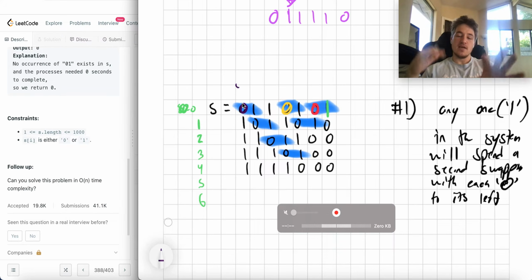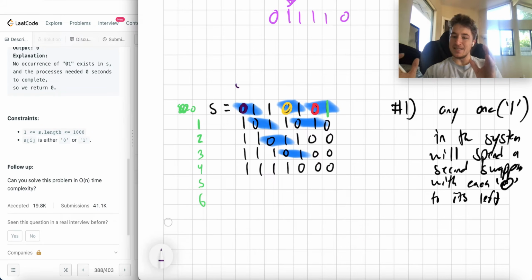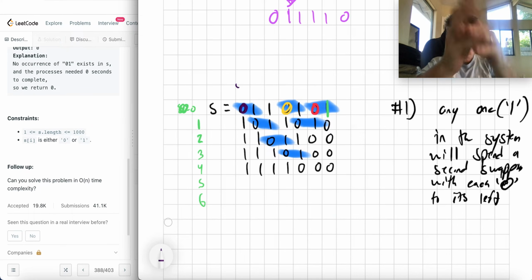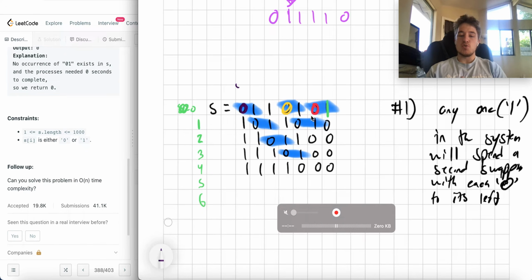Because, again, even though 0s and 1s can be swapped simultaneously, a 1 and a 0 can only be swapped once per second, meaning this 1 can't swap with all these 0s at the same time. So it's going to have to spend a second swapping with this one, a second with this one, and a second with this one. Okay, I'm beating a dead horse here.